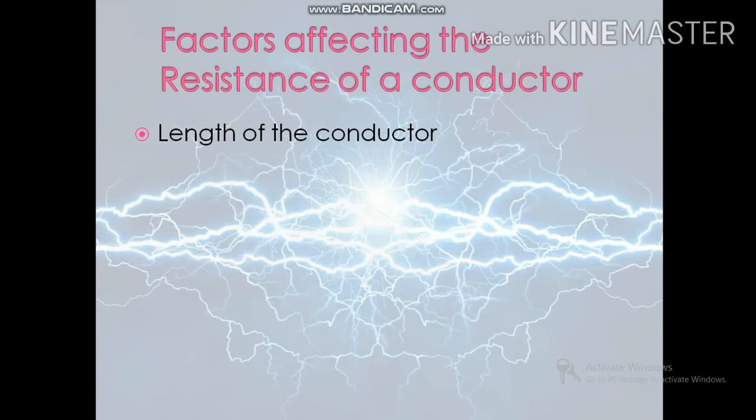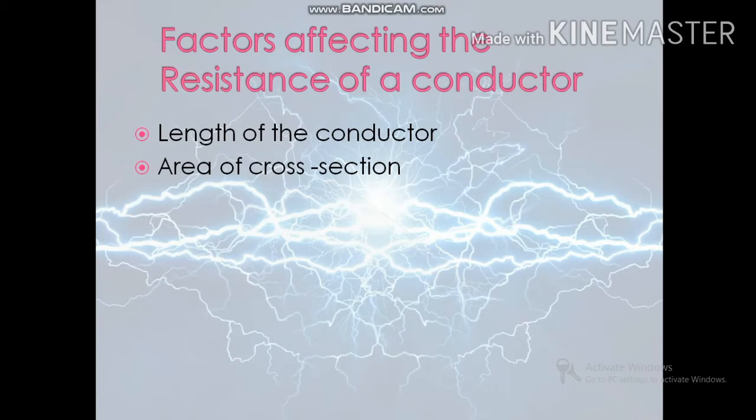So the next factor is area of cross section. So, the effect of area of cross section of a conductor. It has been found by experiment that the resistance of a conductor is inversely proportional to its area of cross section. That means as the area of cross section increases, resistance of a conductor decreases. So resistance R is inversely proportional to area of cross section.